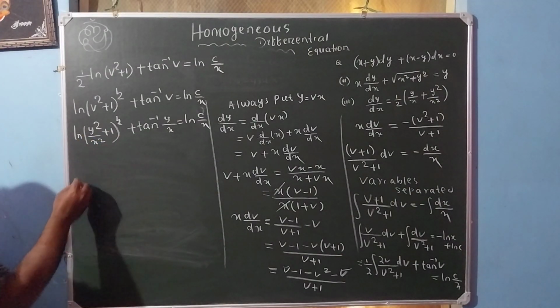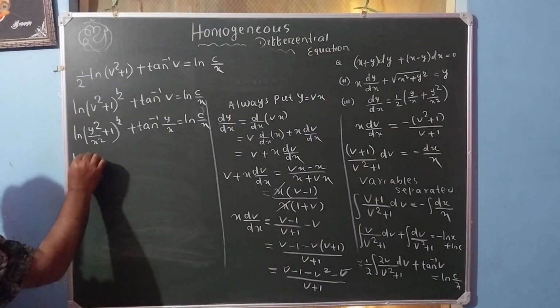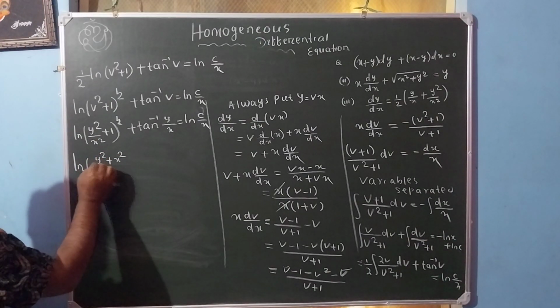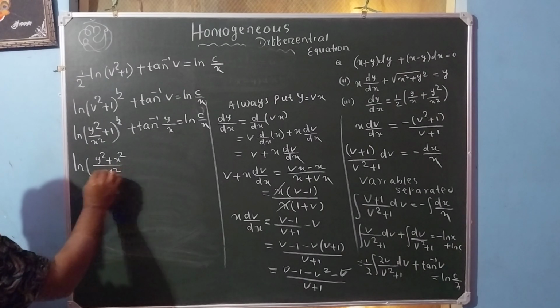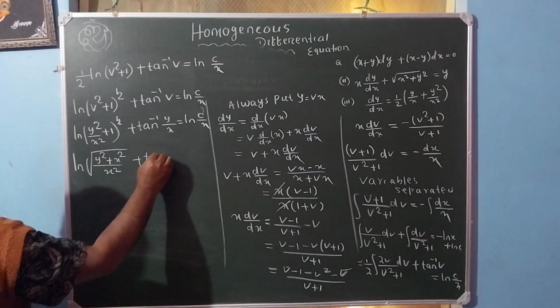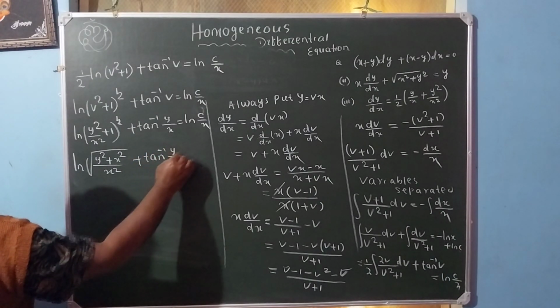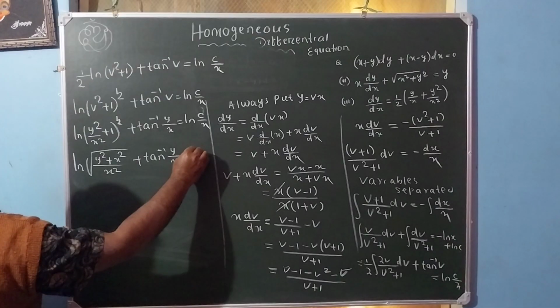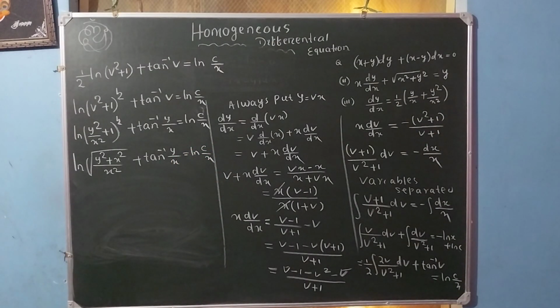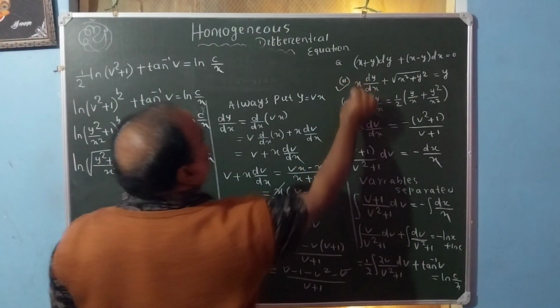So taking the LCM, we get ln root over (y square plus x square) by x, plus tan inverse y by x is equal to ln c by x. So this is the answer of this question. Now let us take another question. Question number 2.